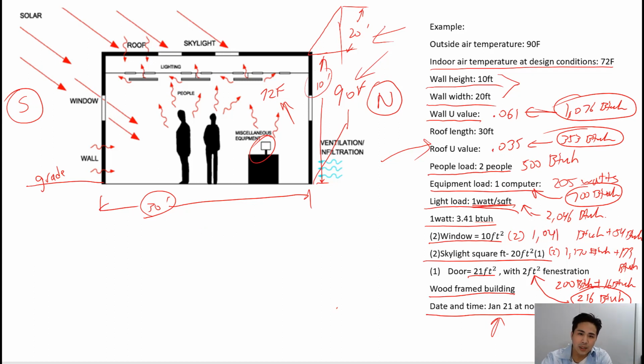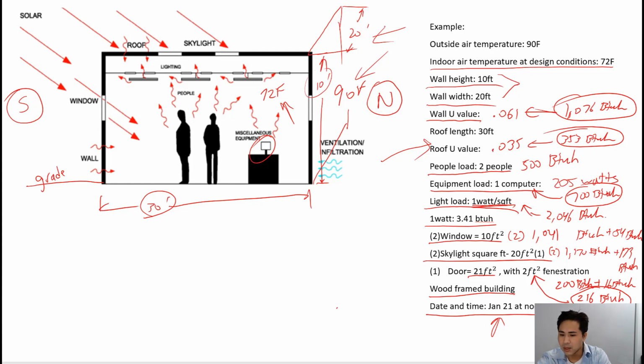So now that we calculated the heat transfer through the building envelope, through the walls and the roof, and also we calculated the internal heat produced from the lights, people, and the equipment, now we can total all of those up to get the total heat gain into the space. So we're going to start from the top and just add up all the different components.